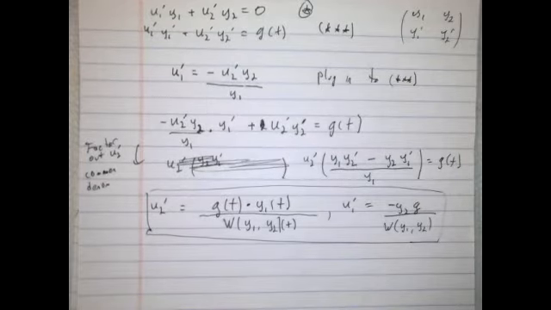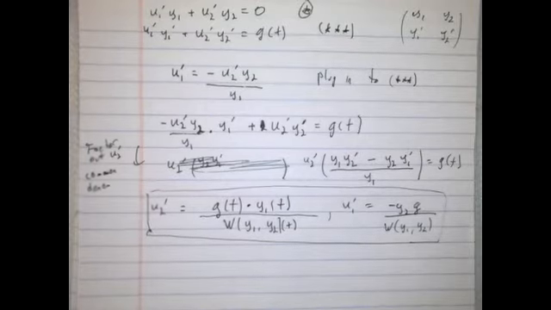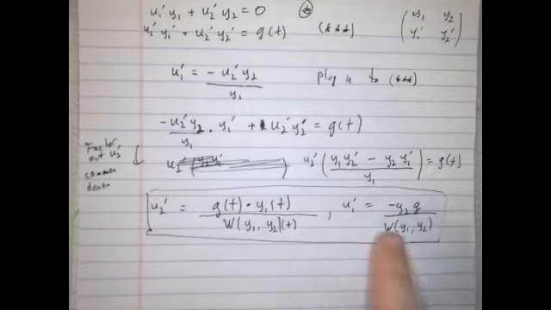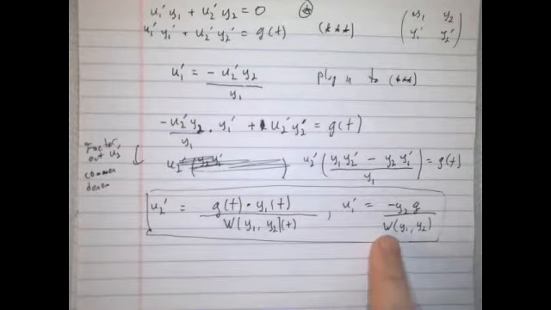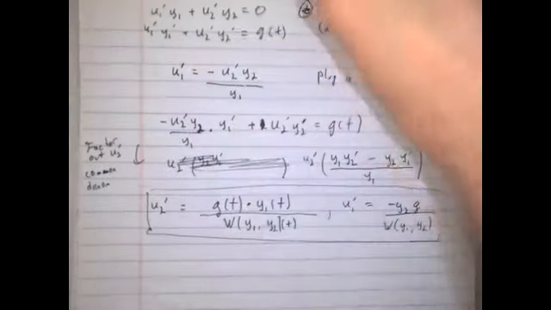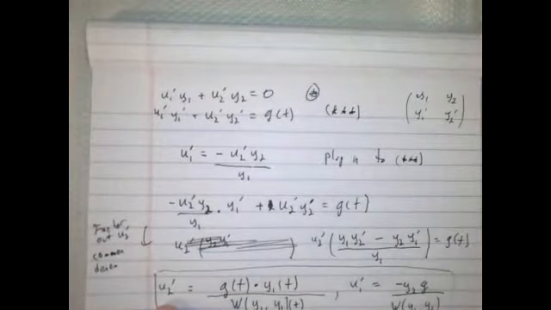Any question here? I'm confused. I think I missed how you got the u1 prime equation. I did not show you that because it's essentially the same steps. So here's what happens. I only really showed you how to get the u2 prime.